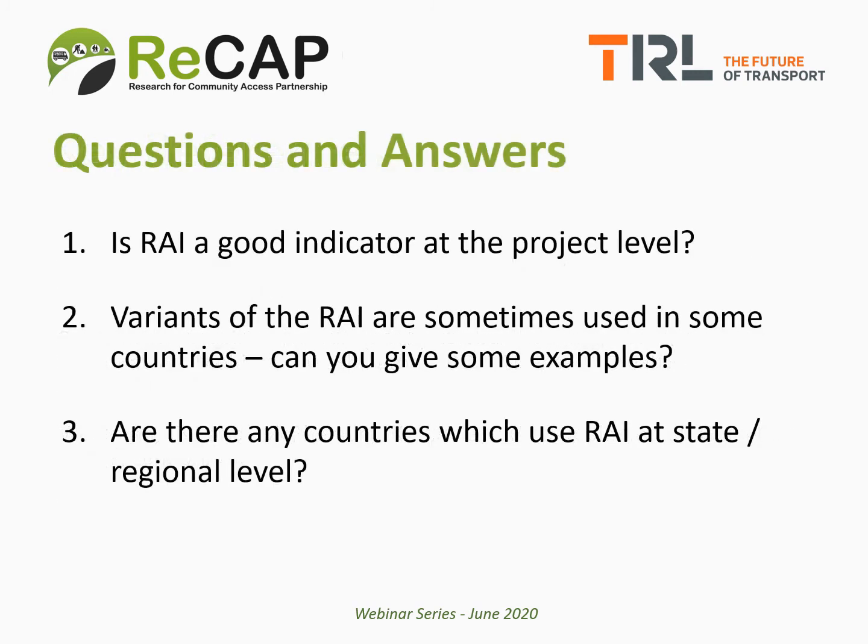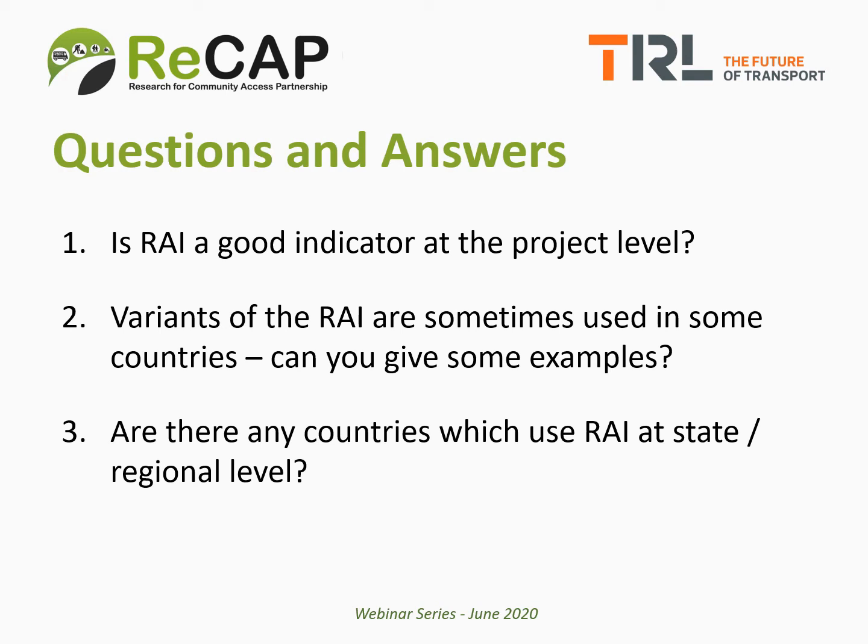So here we're going to cover some frequently asked questions which relate to the topics we've just presented. So the first question is, is the RAI a good indicator at the project level? So we think it certainly can be. And we know, for example, that it has actually been used as an indicator in the Ethiopia Universal Rural Roads Access Program, where it was used as a program indicator in percentage terms.